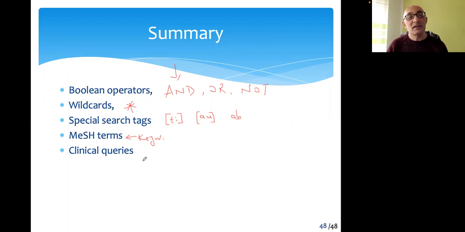And lastly, we discussed how to use the clinical queries option in PubMed to come up with more selected, narrow search relevant to our clinical queries. And the clinical queries could be about what? They could be about a diagnosis, a treatment, risk factor, or etiology, or prognosis.